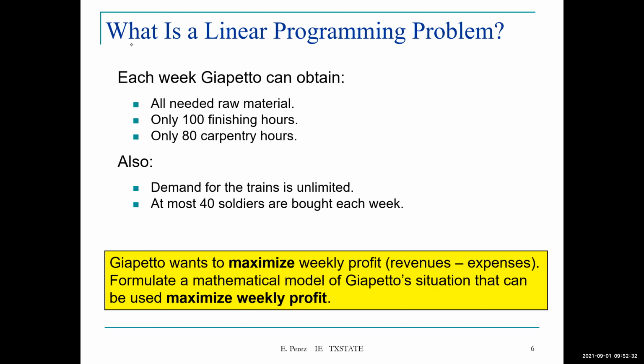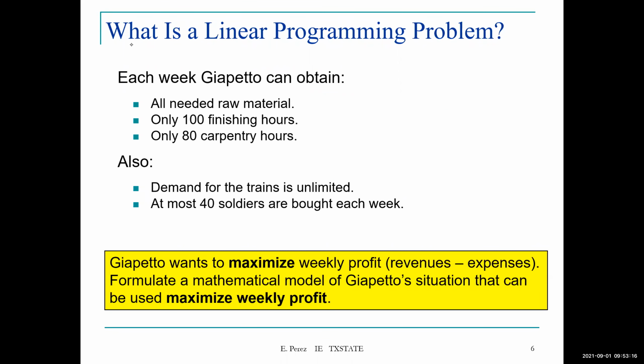We want to make decisions that are going to maximize the weekly profit. The profit is defined by the revenues minus the expenses. So we want to formulate a mathematical model for this equation that can be used to maximize the weekly profit. So now you have all this information, and you want to build a model that will tell you how many you should build per product for next week. And the answer to that is going to be based on the revenue minus the expenses, or the profit that you're going to make for that week.